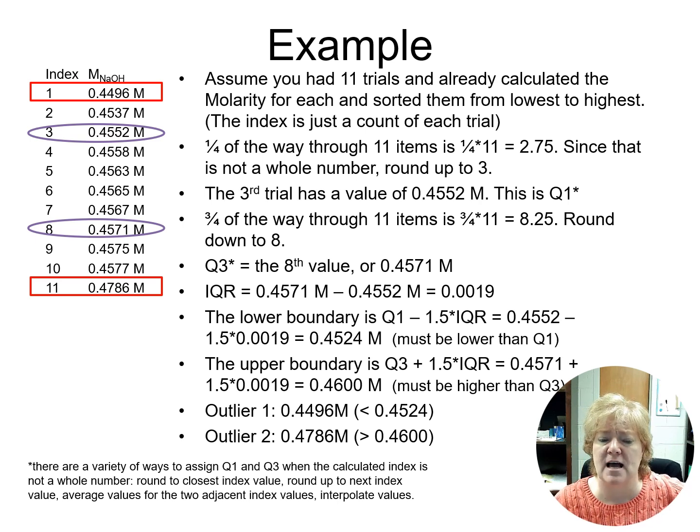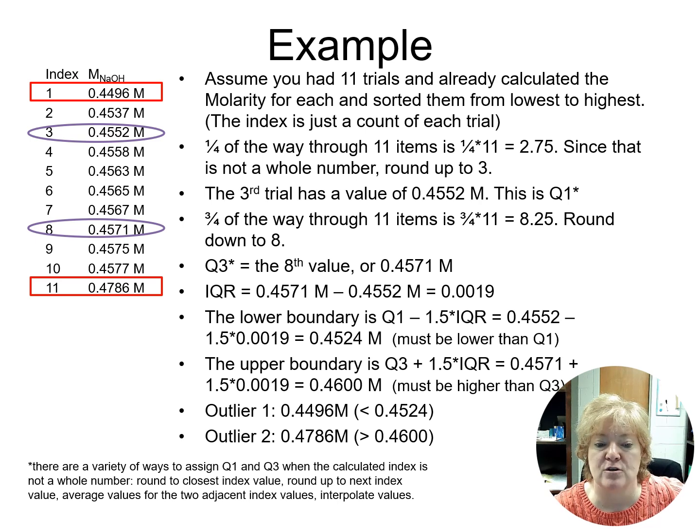Since there's 11 items, I want to find the first quartile. That's 1/4 of the way through 11. Well, 11 times 1/4 is 2.75. Since it's not a whole number, I have to choose what to do. There's a variety of ways I can do it. I can take the average of the second and the third values. I could take the closer value. I could interpolate it, but we're going to take the closer value. So closest to 2.75 is 3, so we're going to take the third value, and that's 0.4552. That's going to be my first quartile value.